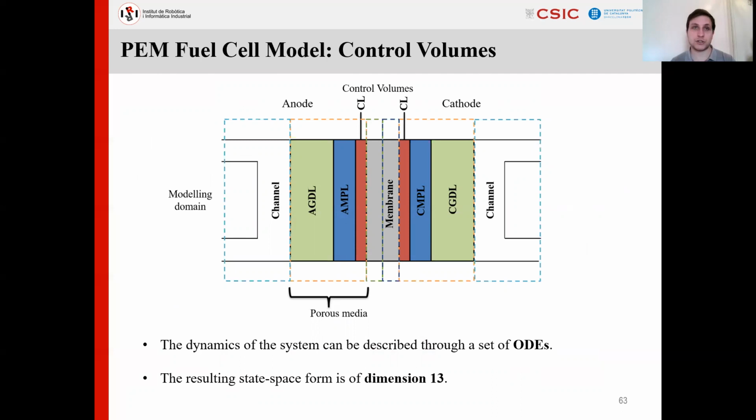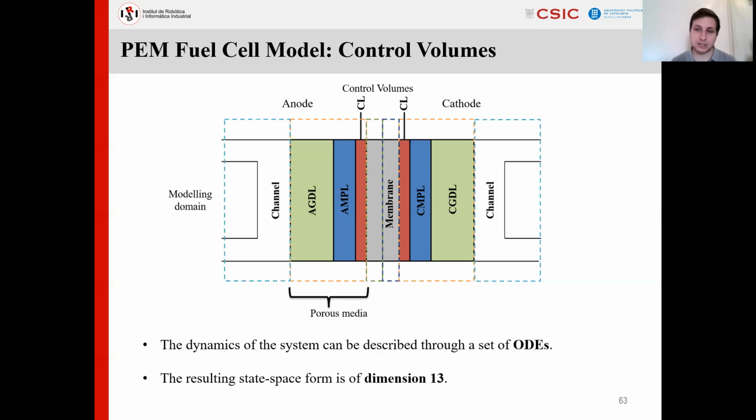As these governing equations are described through partial differential equations, it is crucial to discretize the system in a set of control volumes to transform this to a set of ordinary differential equations. As the objective was to have a really low complexity model, we minimize the amount of control volumes. So we consider each channel as a single control volume, each porous media as a single control volume, and we separated the membrane in two control volumes. With that, we obtain a model in a state space form of dimension 13.